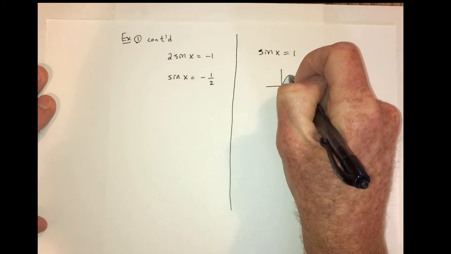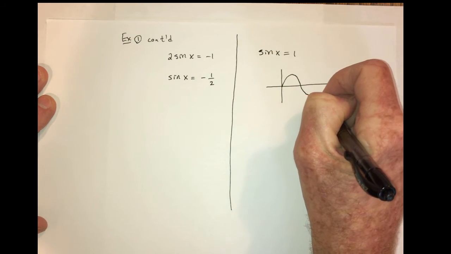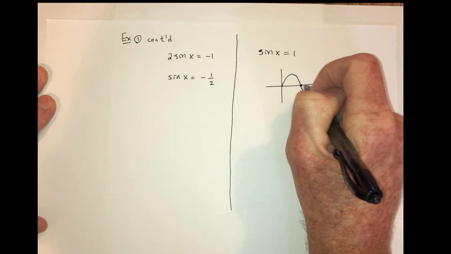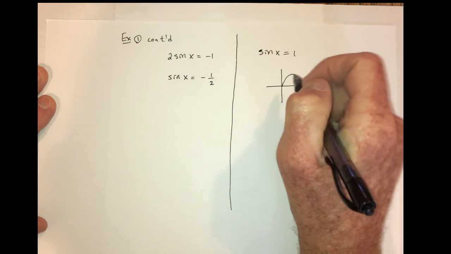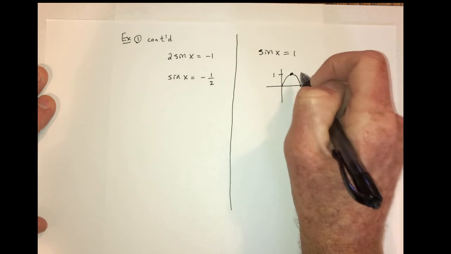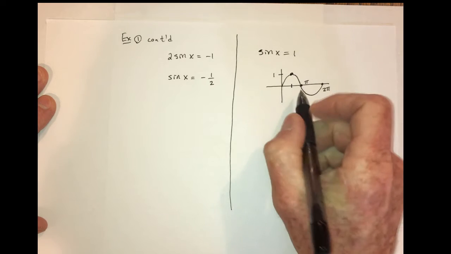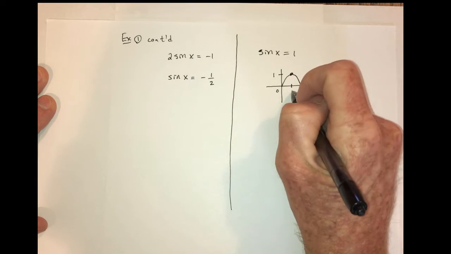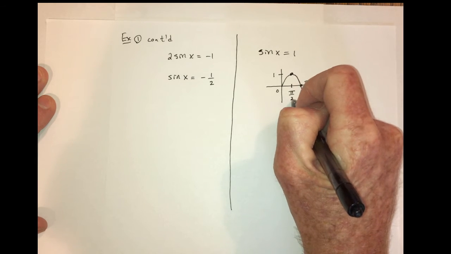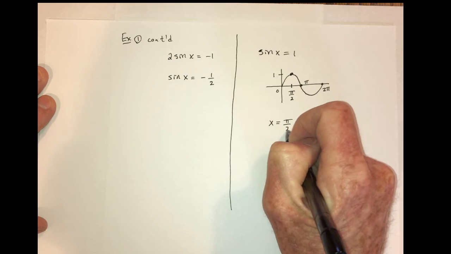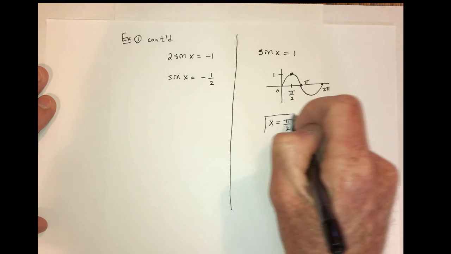So when does sine equal 1? So here's the sine graph from 0 to 2 pi. In the middle right there, that's pi. And then when is it equal to 1? So that's this point right here. And that's in the middle, or between 0 and pi, so that's pi over 2. So x equals pi over 2 is one solution.